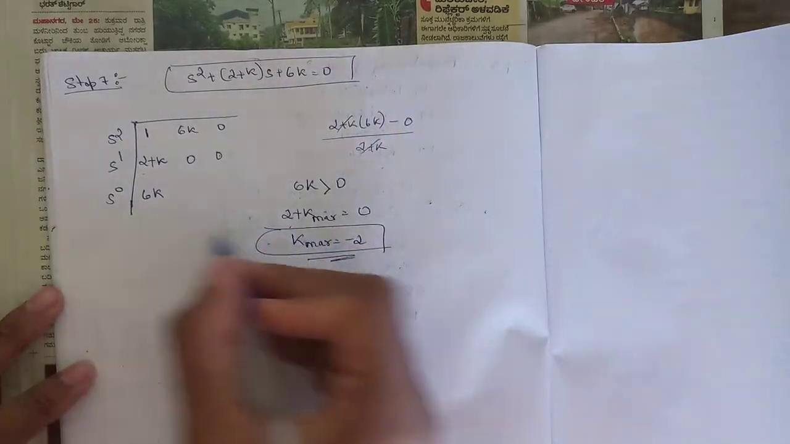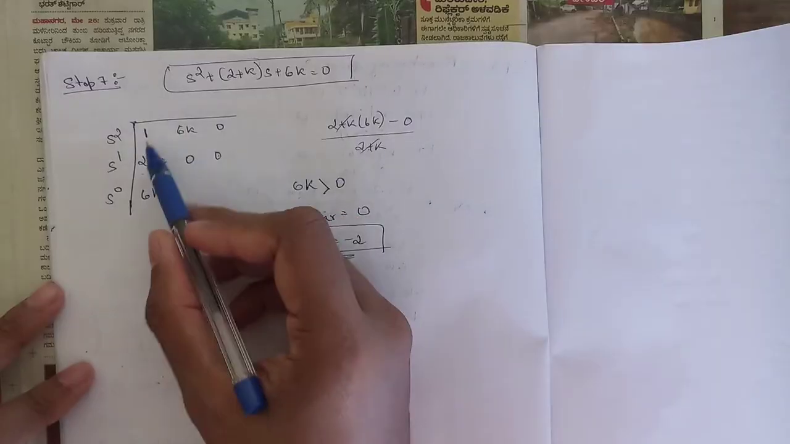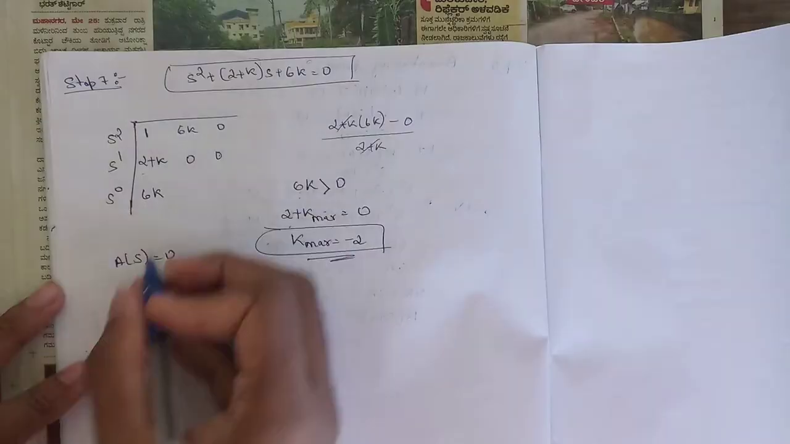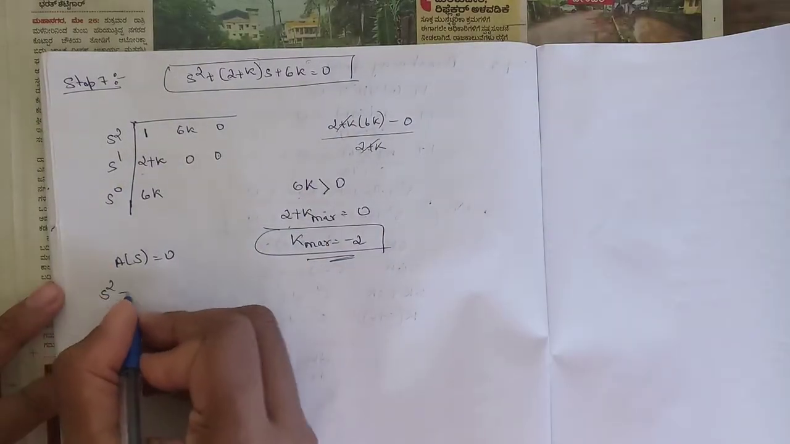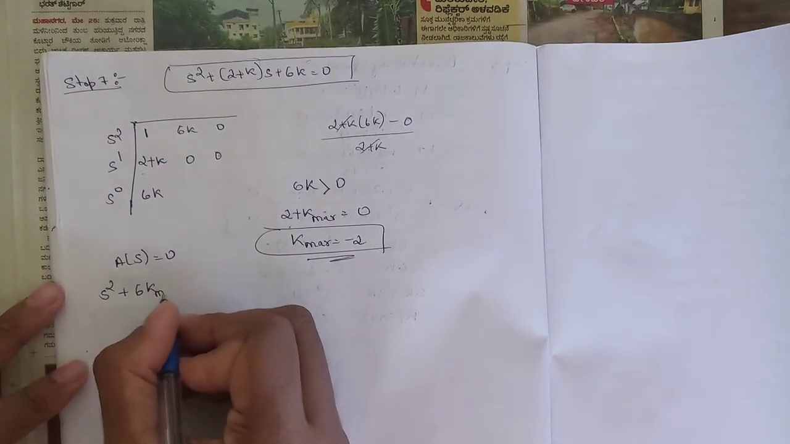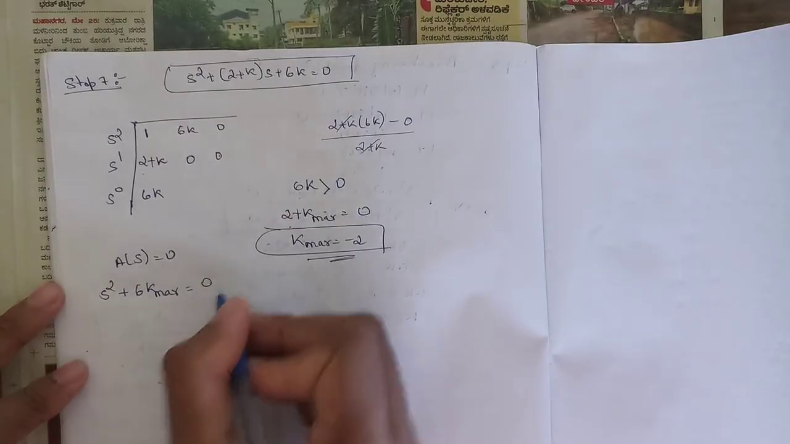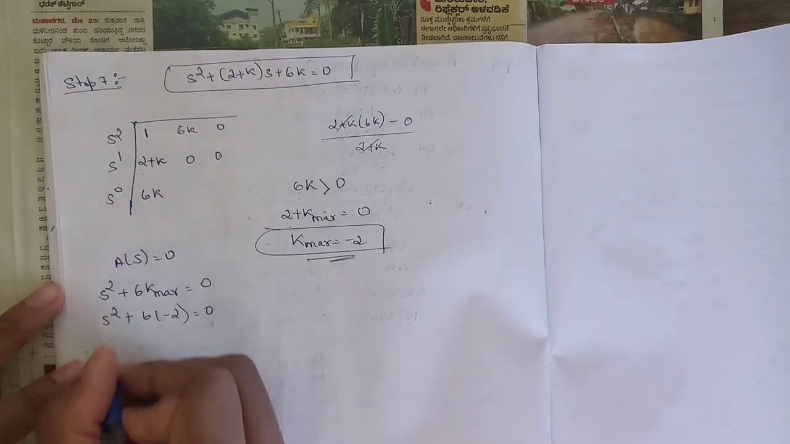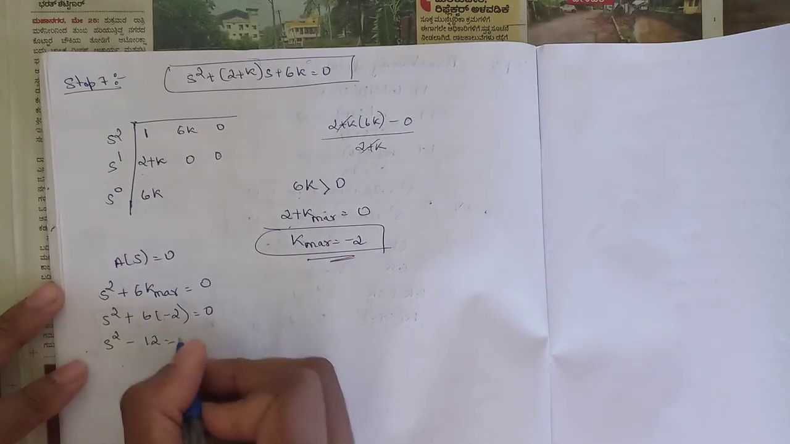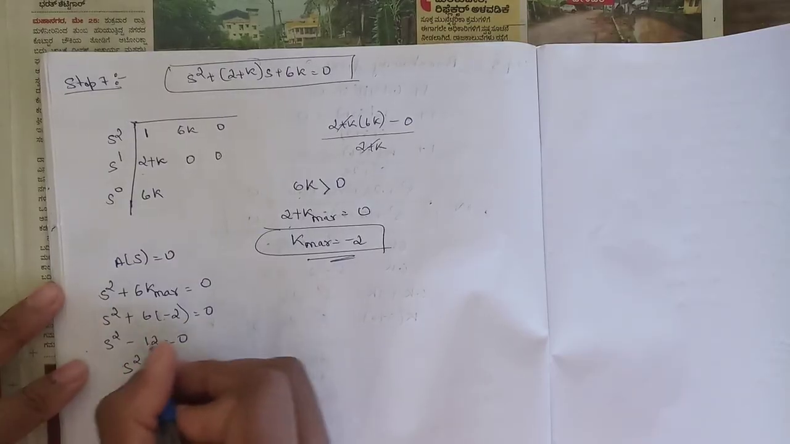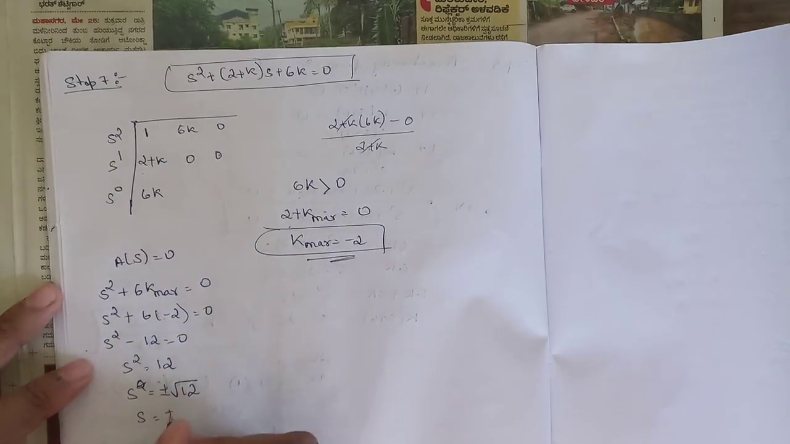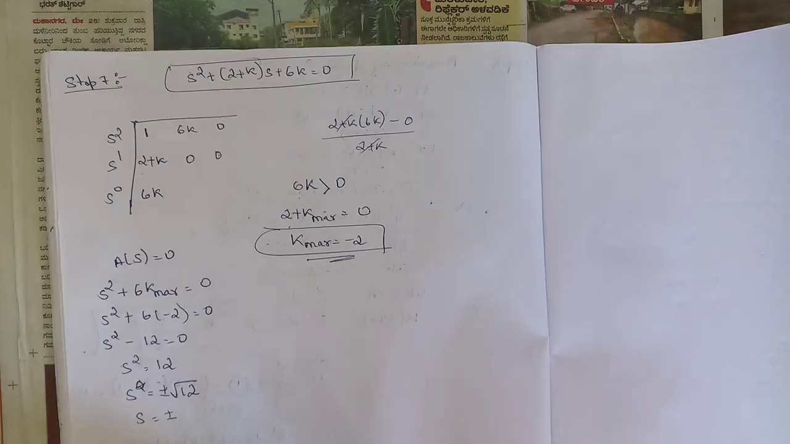Using this marginal value, we need to substitute back into the auxiliary equation obtained above the row of zeros, that is A(s) equal to 0. The equation obtained is s square plus 6 into k marginal, since k is replaced by k marginal, equal to 0. s square plus 6 into k marginal, which is minus 2, equal to 0. So s square minus 12 is equal to 0. s square is equal to minus 12; if you bring it to the other side it will be plus 12. So s is equal to plus or minus square root of 12.